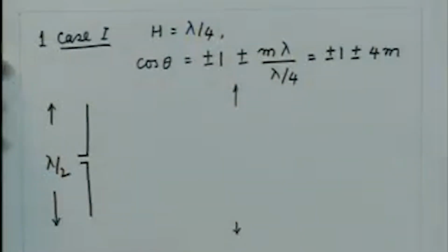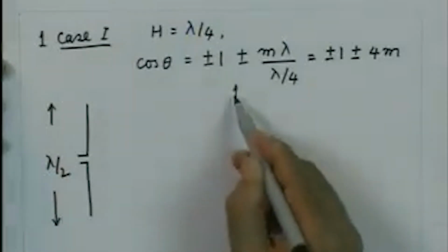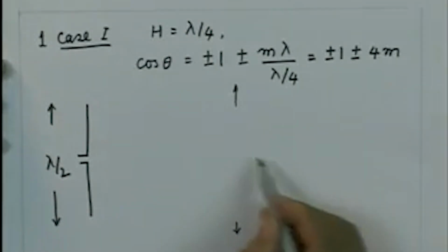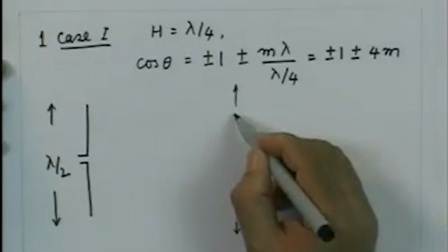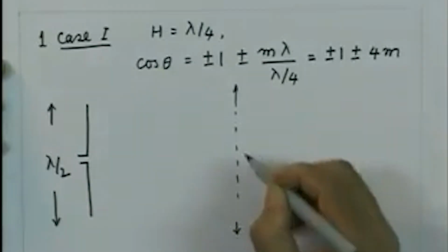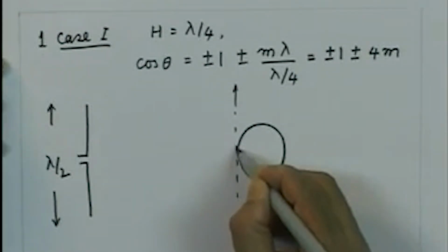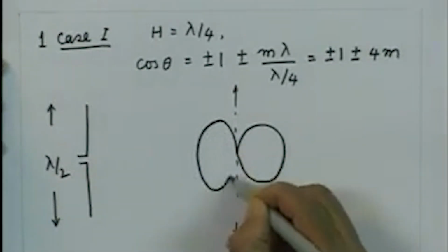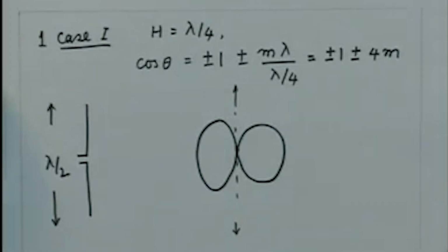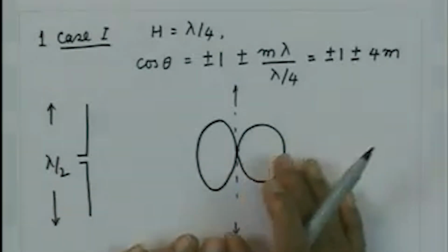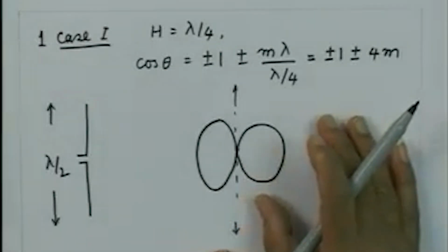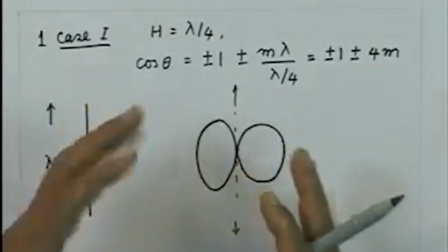So these two nulls are there, and since the problem is symmetric, there has to be a maximum between these two nulls. So the maximum is in this direction. So we get a radiation pattern which is same as the Hertz dipole radiation pattern for an antenna which is this. So this radiation pattern is identical, at least shape wise, to the Hertz dipole.